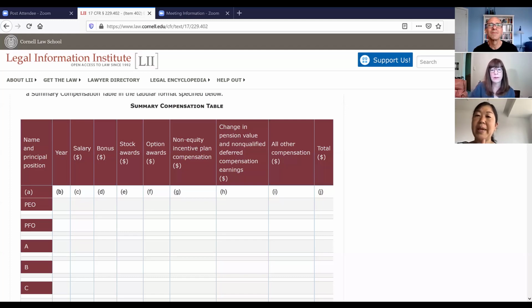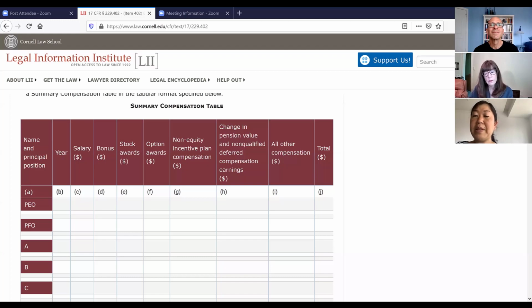So now we're looking at the fifth and sixth columns, the stock awards column and the option awards column. One point to note here is that what you report in these columns is totally driven by accounting. There's an accounting principle, or an accounting rule, called FASB ASC Topic 718. That is what drives what gets reported here. This is not a legally determined number. This is an accounting driven number.